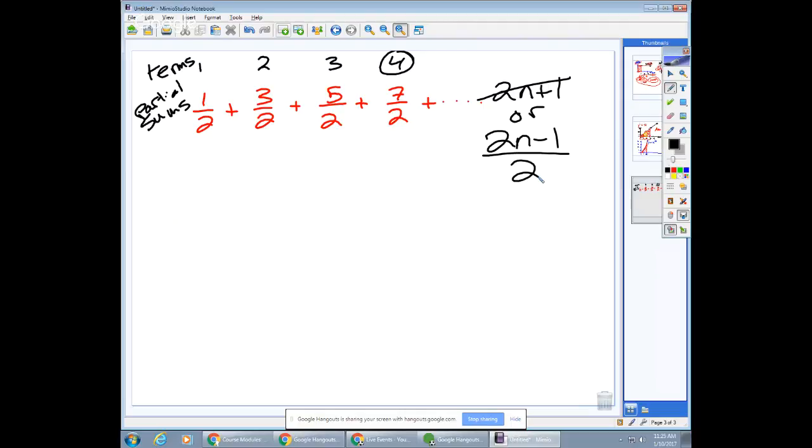Now we have ways to summarize sums, and that is with this letter right here. Have you seen that before? That is the capital Greek sigma.